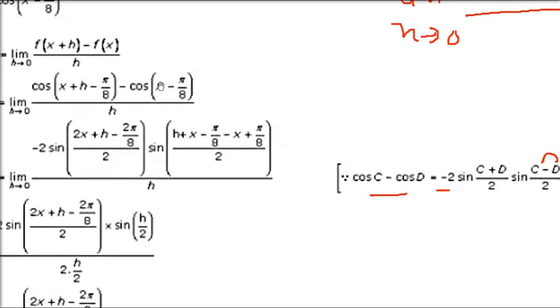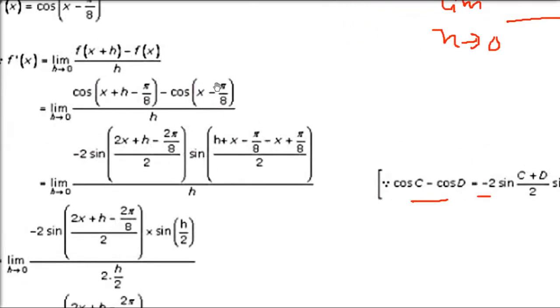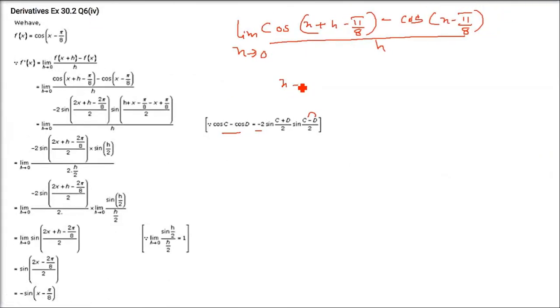Coming to sin((C-D)/2). So this minus this: (x+h-π/8) minus (x-π/8). Since it is negative π/8, the π/8 gets cancelled. Also, x gets cancelled. So only h/2 will remain.